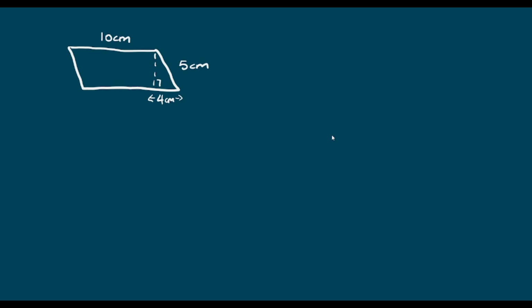Now, the area of the parallelogram is the base times the height. But unfortunately, we were not provided with a height, so we would have to find that height. And to find the height, we can use the Pythagorean theorem, which is a squared plus b squared equal to c squared. So that would be 4 squared plus h squared is equal to 5 squared.